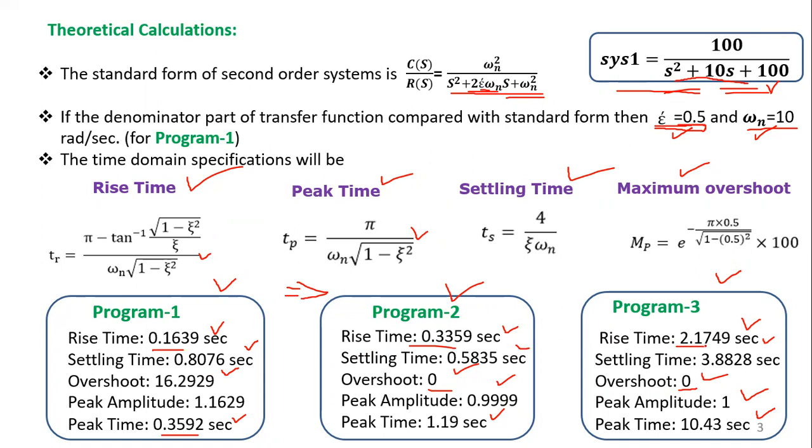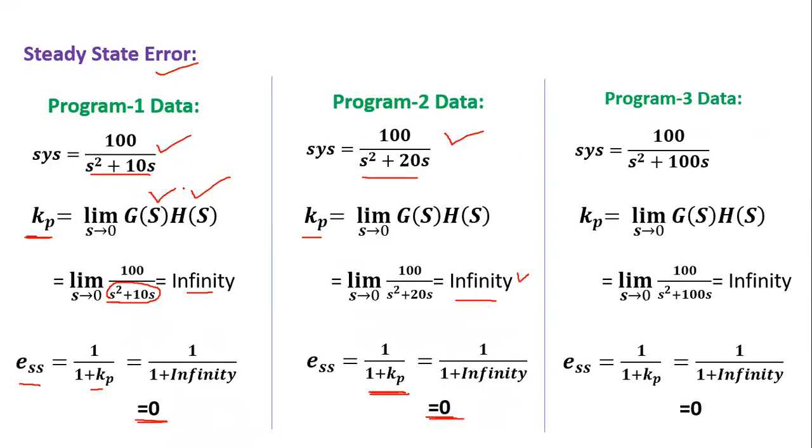If the rise time is increasing, it means the system is slower. The response becomes slow. That's the main thing. Coming to the steady state part, in all three cases, Kp value is infinity, so we are getting steady state error as 0. In all three cases, all three programs, steady state error will be 0.